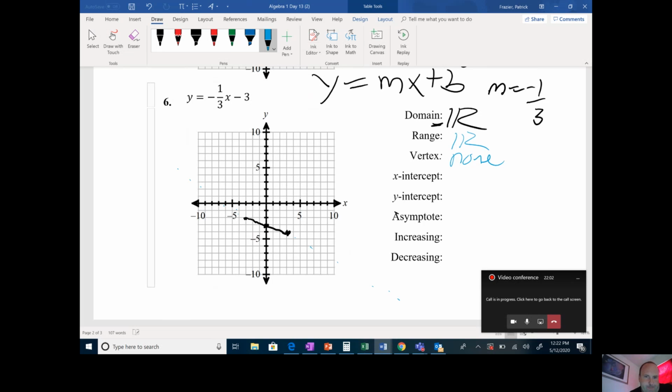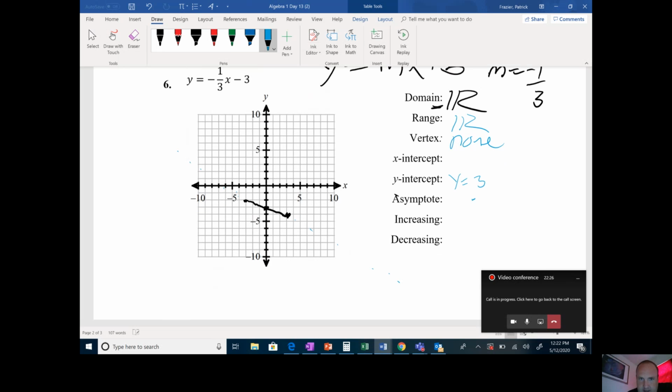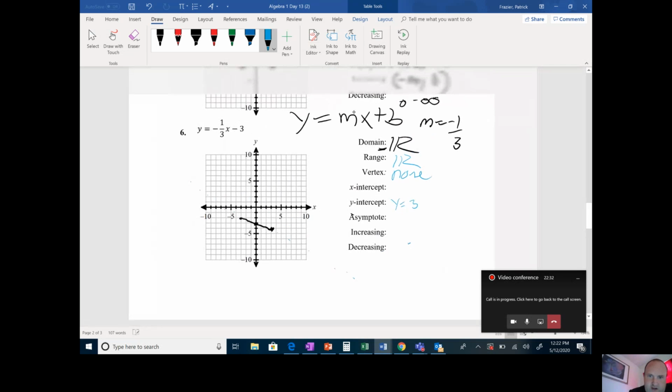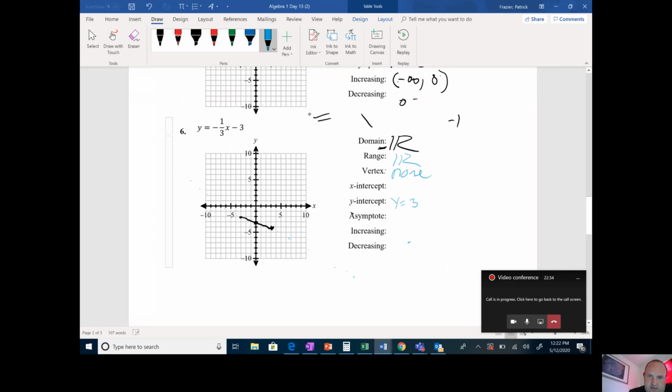X-intercept. Let's see. The x-intercept would be where we touch the x-axis, and that'll mean plugging in another point up here. Before I do that, let's touch base on the y-intercept. The y-intercept, we already talked about, b equals negative 3. So y equals negative 3. X, we could solve algebraically by just going, let's see here.